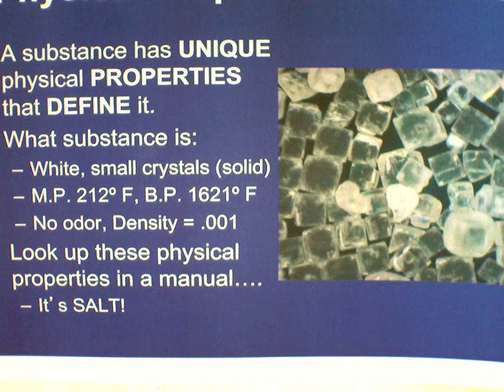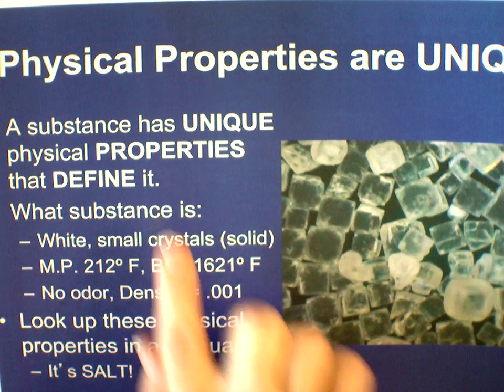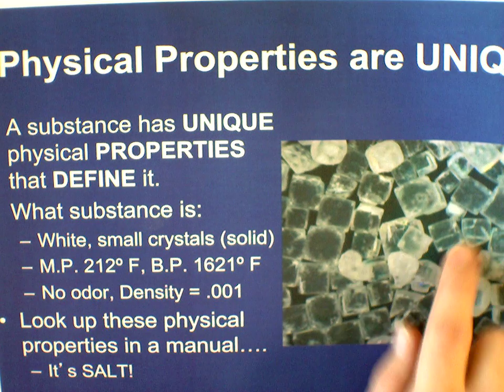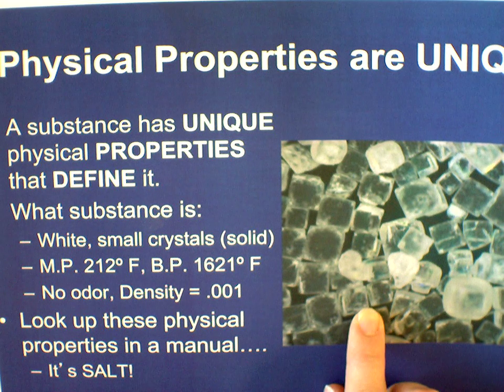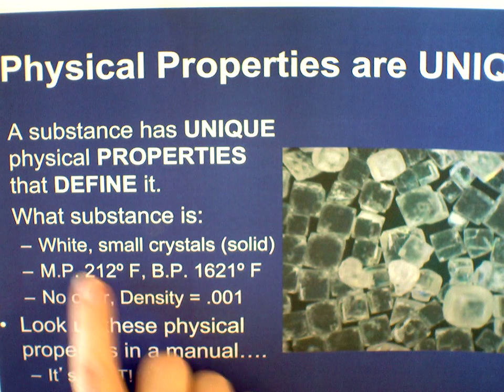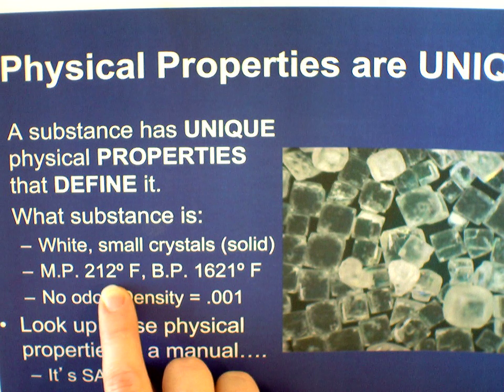So physical properties are unique to a substance. Okay, so they have unique physical properties that define it. Here's a picture of something that is blown up many, many times. The substance is much smaller than this. It has white, small crystals. The melting point is 212 degrees Fahrenheit.